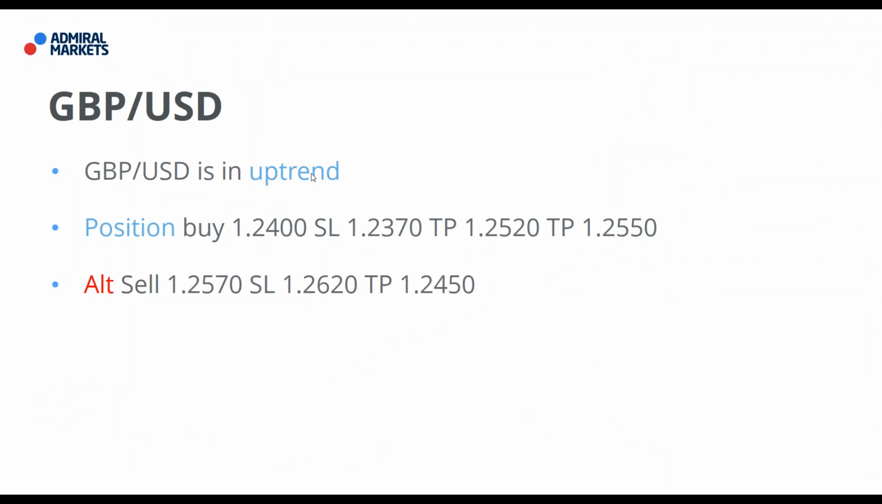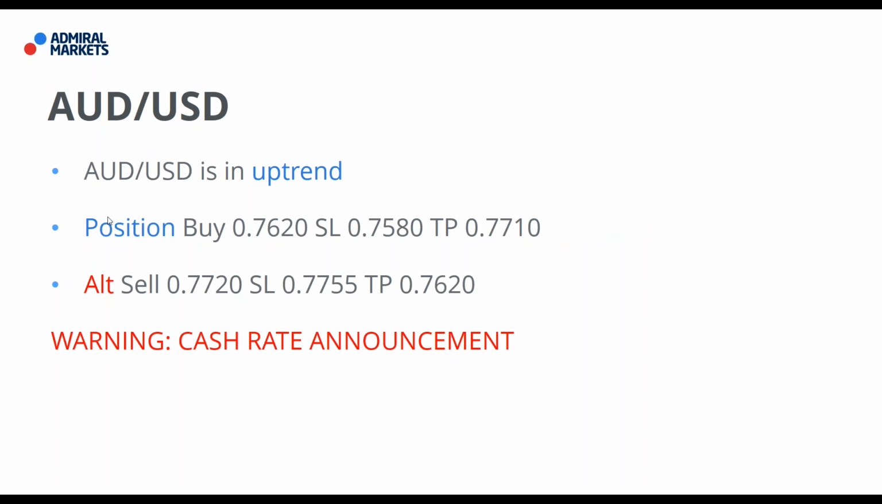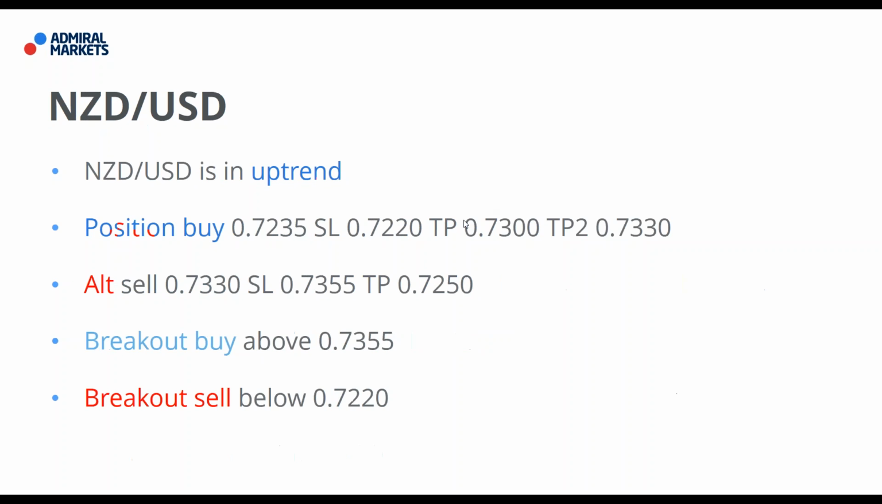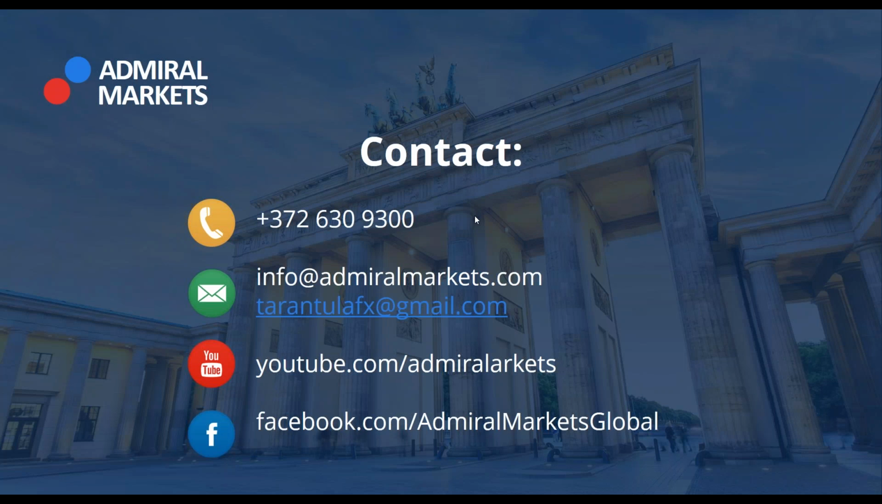Pound dollar, you see pound dollar uptrend. Australian dollar. Dollar yen, a lot of setups on dollar yen, so we should see some of it happening. And New Zealand dollar. Thank you guys for listening to me. If anything is not clear and you need any help, if you don't know how to use MT4, if you're not sure about what my analysis means, if you don't know what POC is, any kind of advice, just tell me.